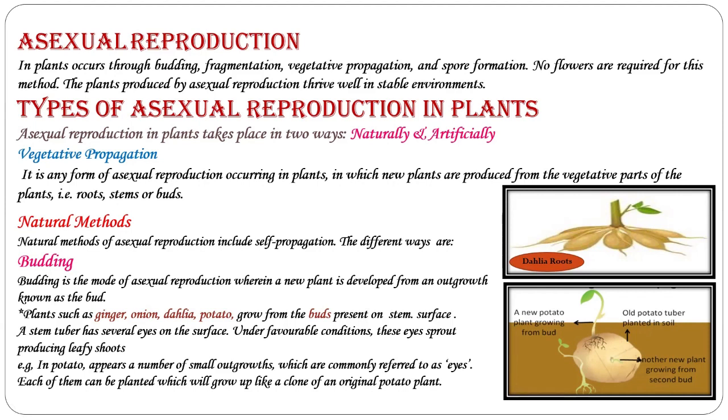For example, the vegetative parts have buds. If we are talking to small students, they are outgrowths, swellings. But when we talk about the technical word, we should explain that it is a protuberance. So we can say there is a bud, or adventitious buds, present, which lead to the formation of the new plant. So budding is a form of asexual reproduction where a new plant develops from an outgrowth. That outgrowth is known as a bud. For example, plants such as ginger, onion, dahlia, potato grow from buds.